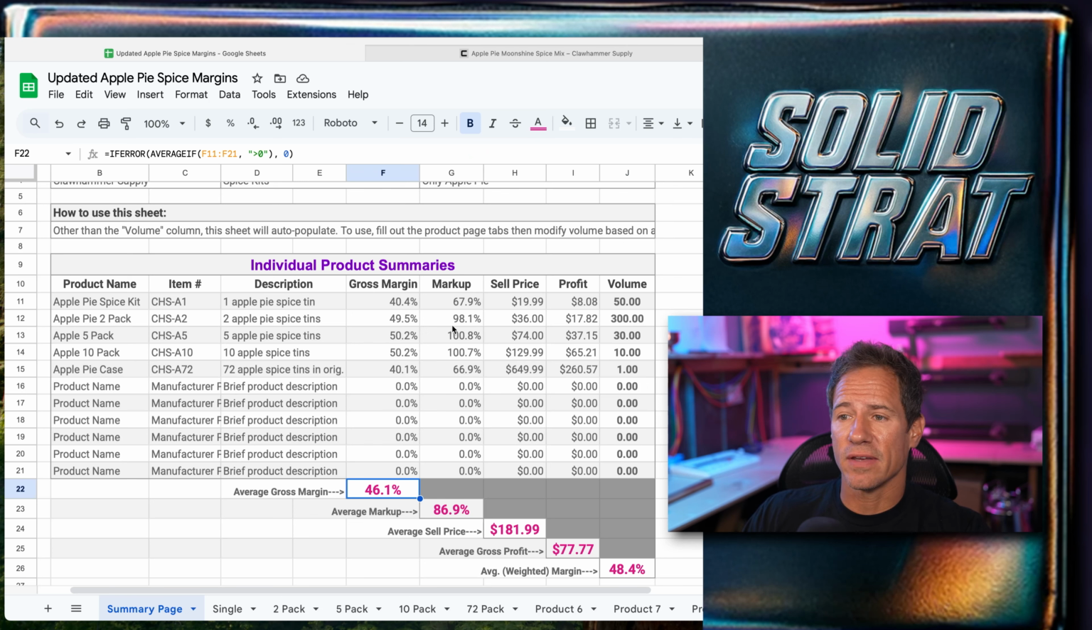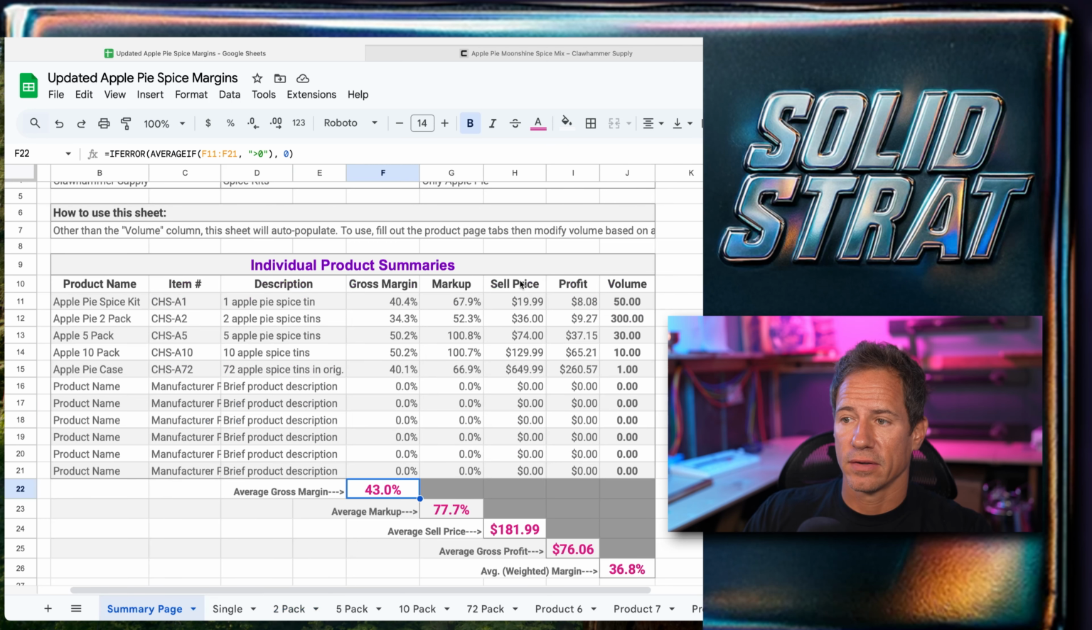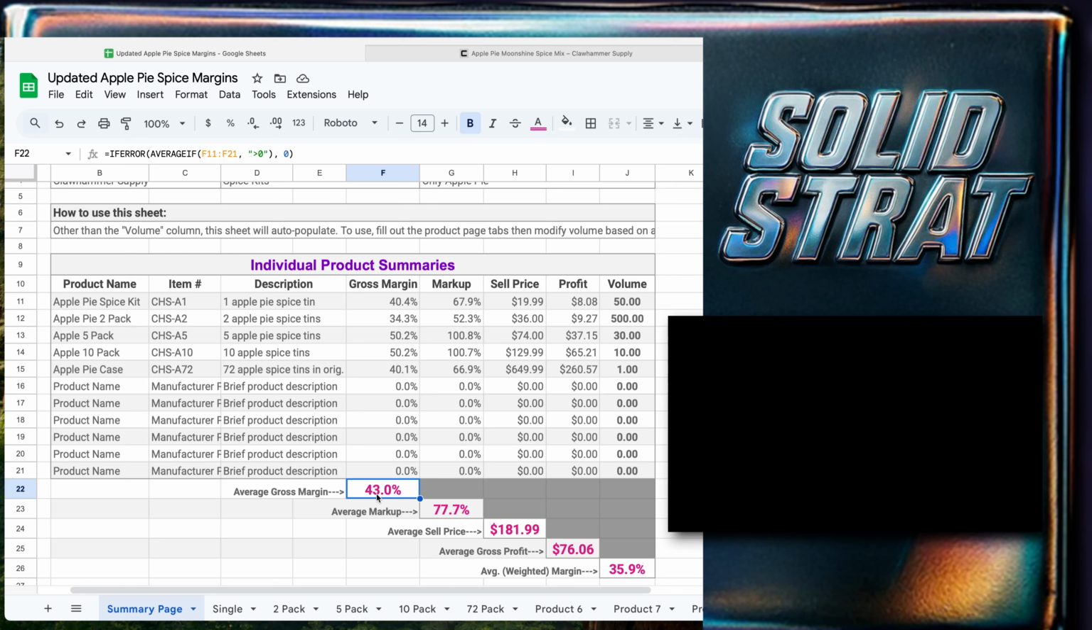Well, what happens if you're selling a lot of a product that has a very low margin? So let's just say you offer a 25% discount on your 2-pack, and because of that, you sell even more. You sell 500. Right now, your weighted average, so your average margin is still above 43%.